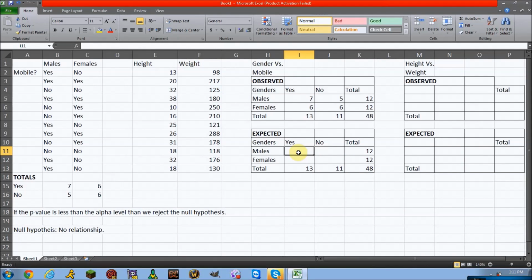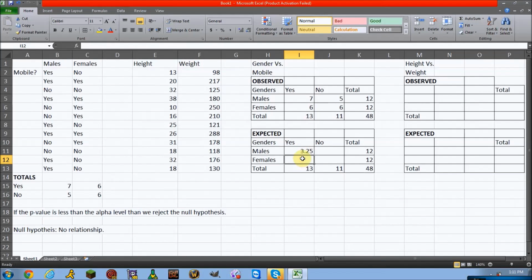You press equal, you take your first number, which is your column total, multiply it. You can press shift 8, which gives the multiply sign, multiply it times your row total for that cell, divide, the division sign, which is the /, divide by your grand total, 48. Click enter, and that is your expected value for that cell.